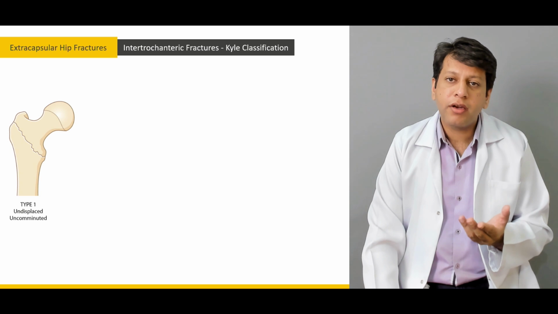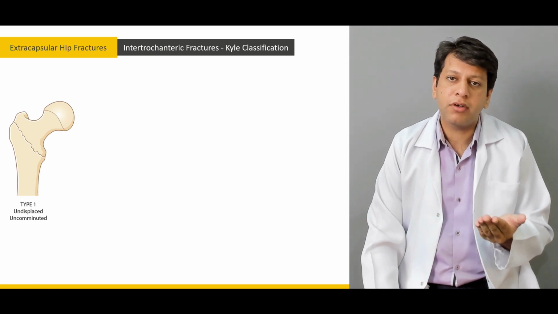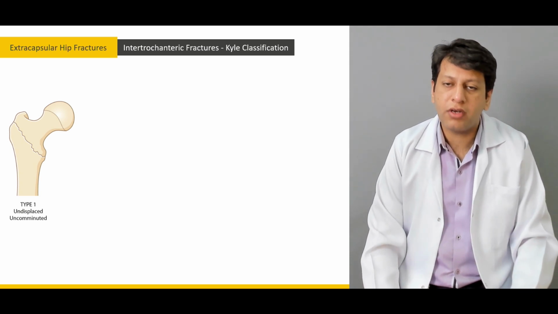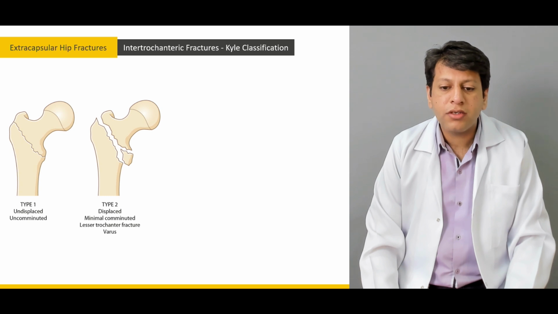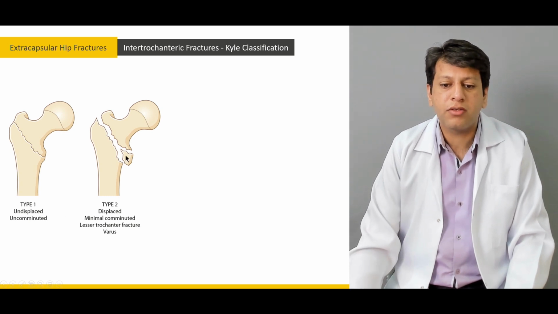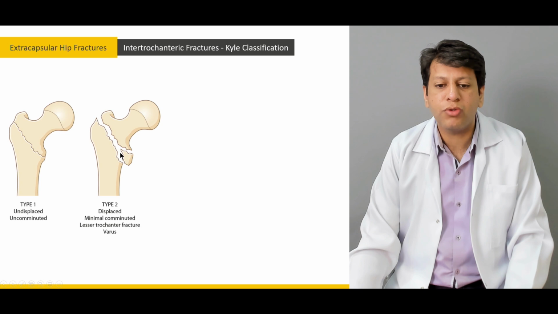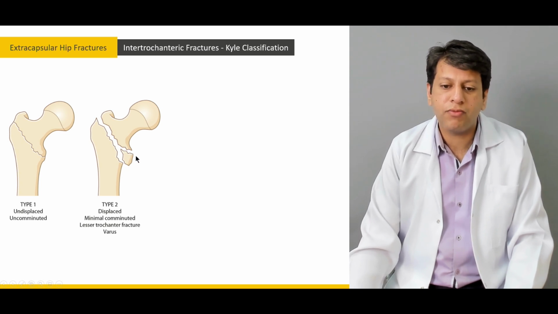Similarly, in Boyden-Griffin type 1, this is the same pattern. Now type 2 is minimally comminuted. The lesser trochanteric fracture is in varus. This is the usual pattern. This becomes a kind of 3-part fracture in which the lesser troch is avulsed.